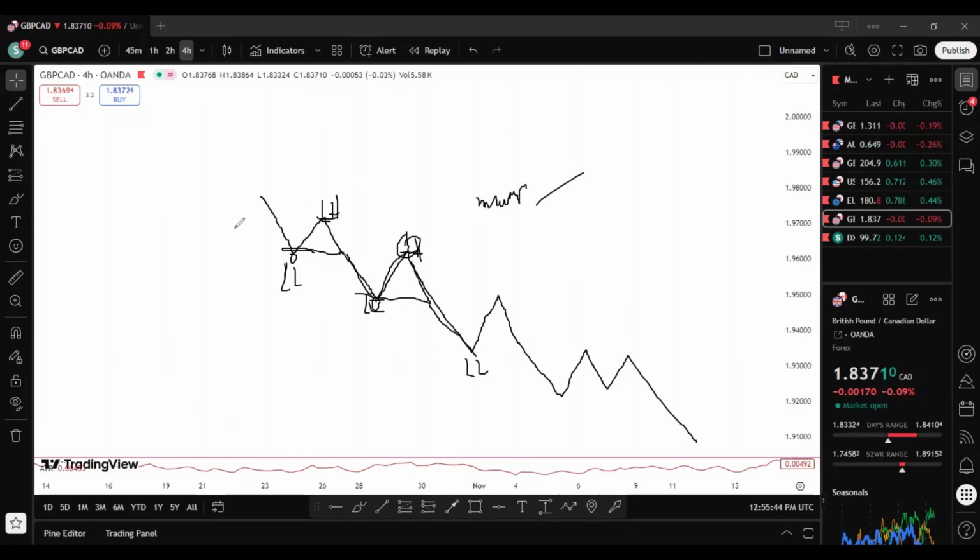So we can now say that, okay, overall the market is moving to the downside. All right, so a downtrend is when the market is forming a series of lower lows and lower highs in the market. A series of what? Lower lows and lower highs in the market. Then we can say this market is in a downtrend.